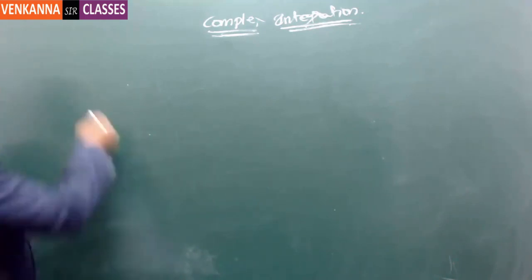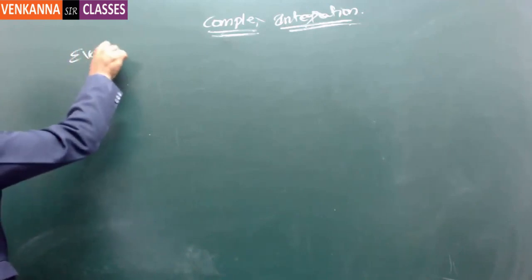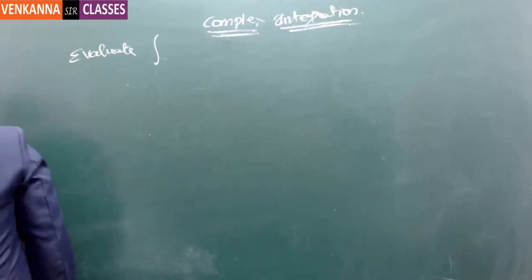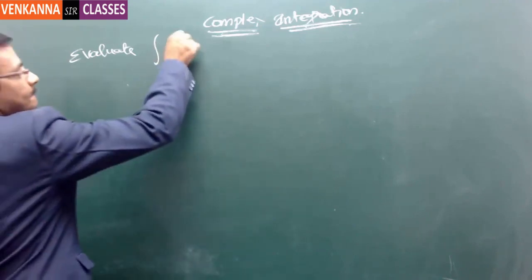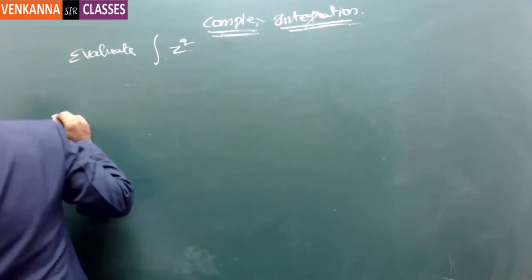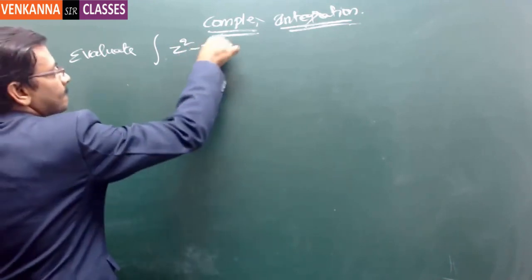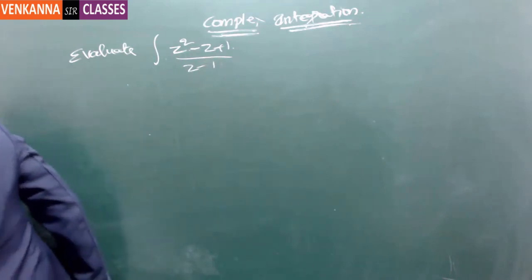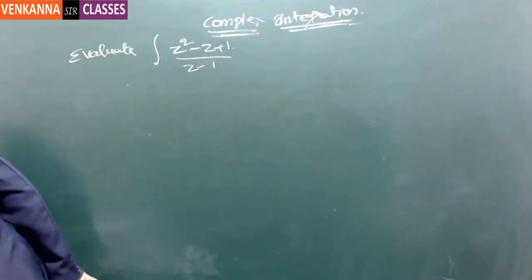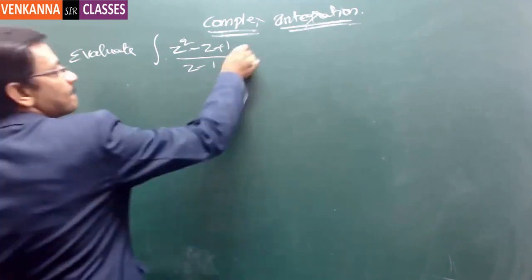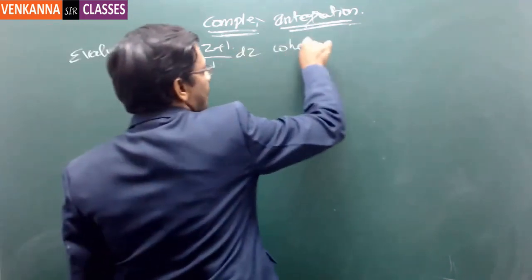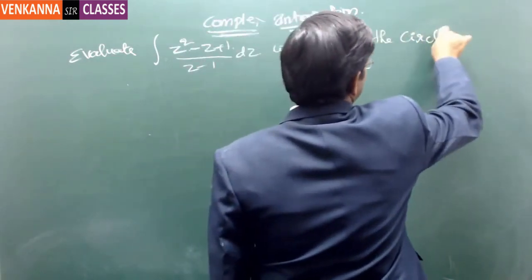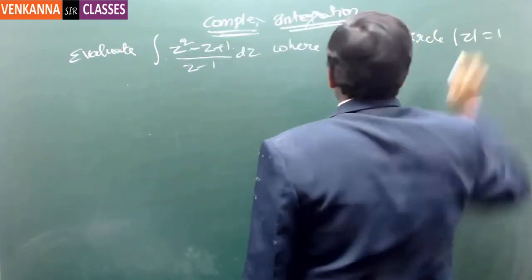Evaluate the integral of z square minus z plus 1 divided by z minus 1 dz, where C is the circle mod z is equal to 1. So this is the circle.